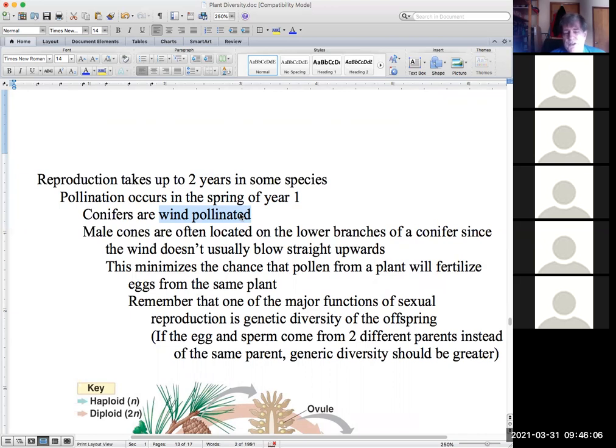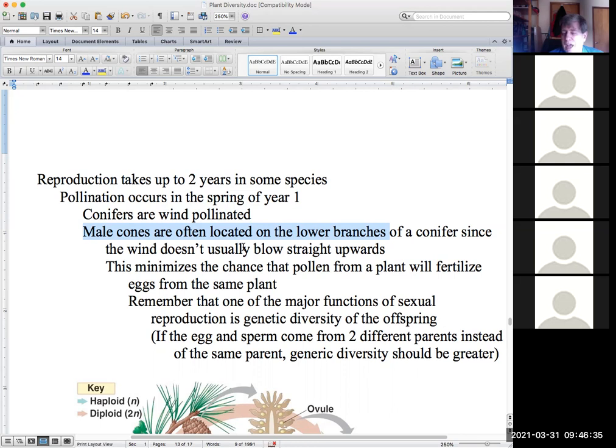So notice, this isn't a super efficient method. Why? Well, because male cones burst open, they release the pollen. Do they fertilize an egg? Well, it depends which way the wind is blowing. On a lot of conifer trees, male cones are located on the lower branches. Why? Well, wind doesn't usually blow straight upwards. It's usually blowing more sideways.